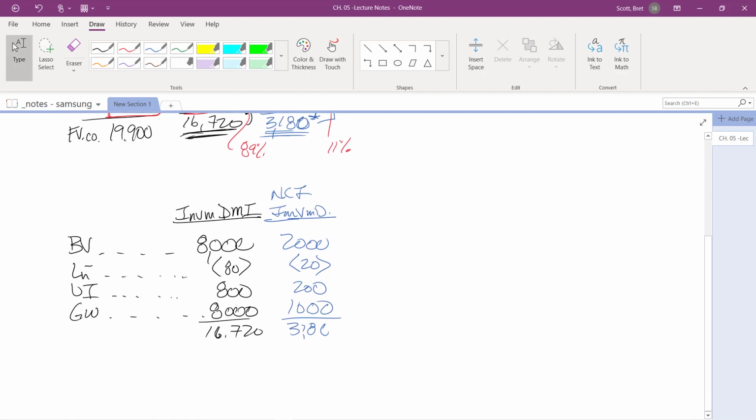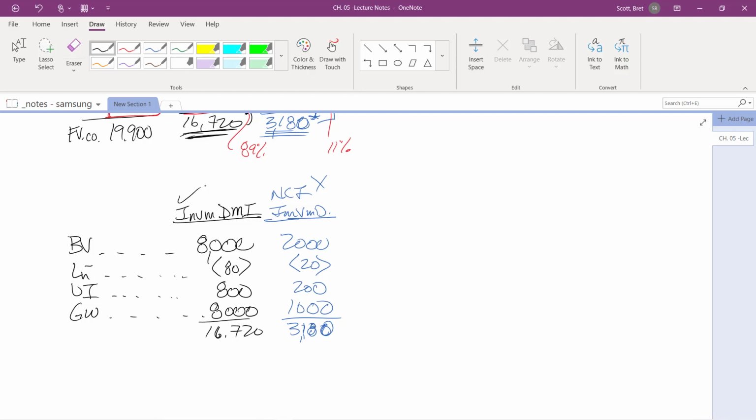Cool. Now, once I've determined that, keep in mind, I'm not recording any of the NCI stuff. I'm crediting cash and I'm debiting my investment account for 16,720. That's it. I'm just making a side note for NCI's portion of all this.